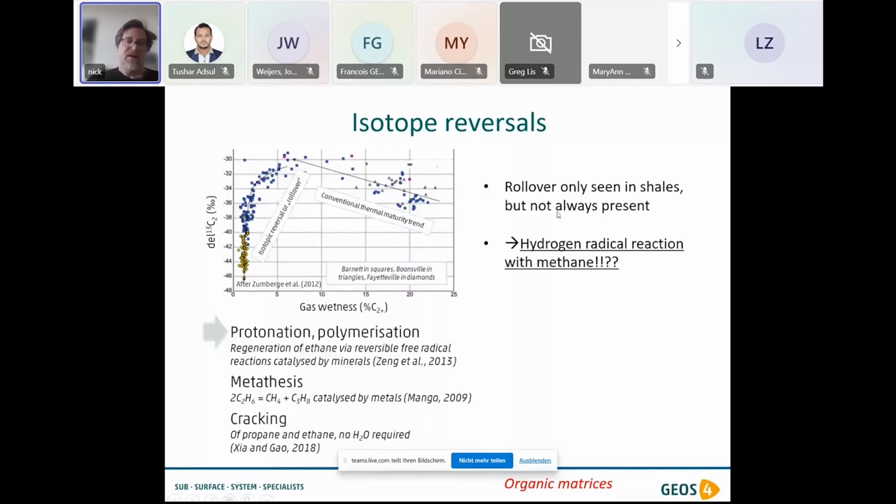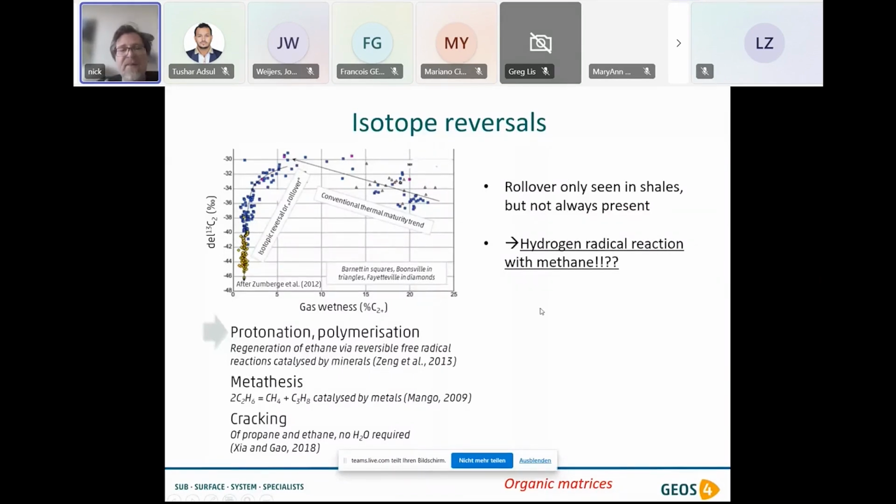So those rollovers are seen roughly at 2% vitrinite reflectance going into the metagenesis zone, after the normal evolution to heavier isotopic composition with maturity up to here, and then the evolution to lighter compositions in the metagenesis zone.